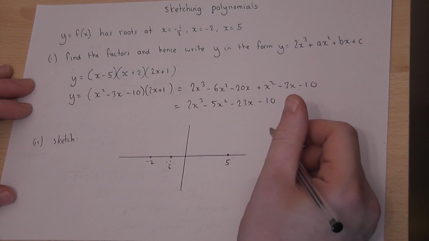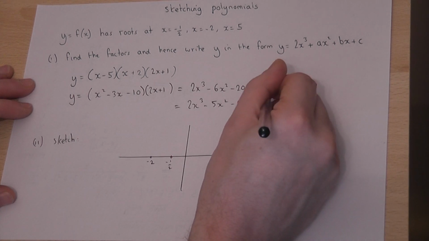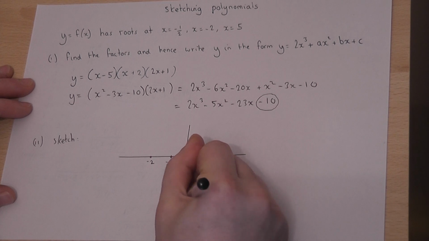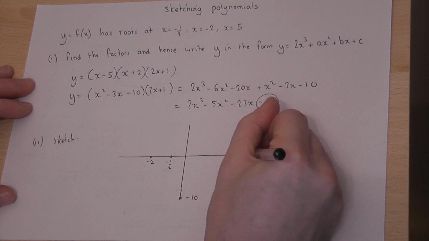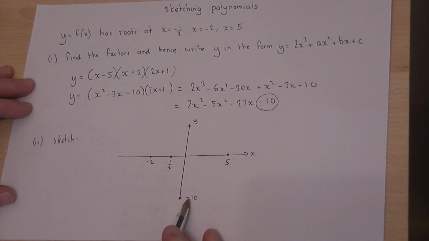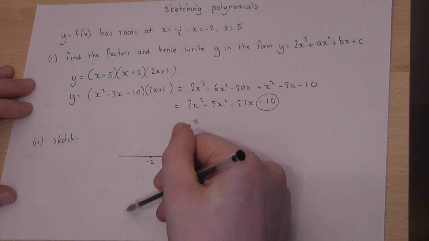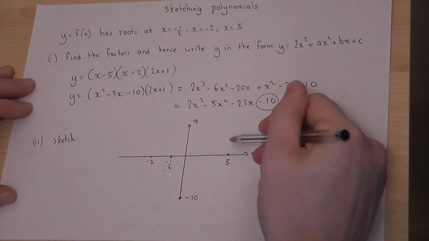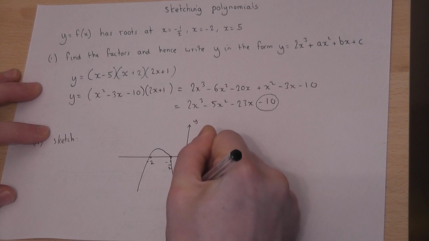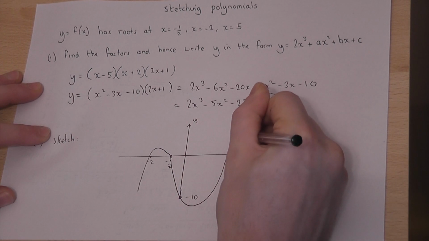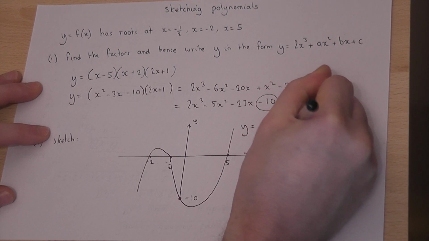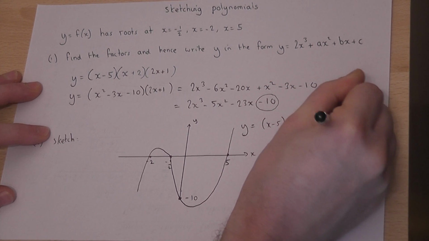The y-intercept is at minus 10. That plus c, as we call it, is where the graph cuts through the y-axis. So therefore the graph only cuts through at these values and also cuts through at minus 10. So the graph must come up, then down, back up again. So we get this lovely smooth graph through those coordinates. So y equals x minus 5, x plus 2, 2x plus 1.